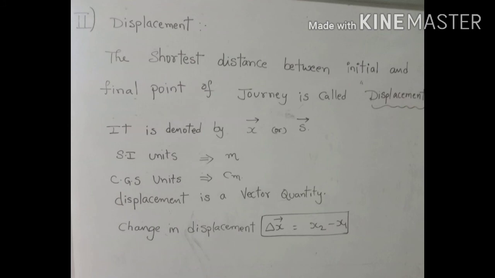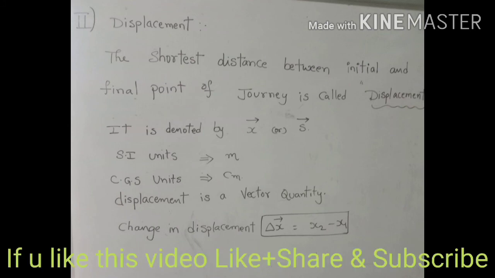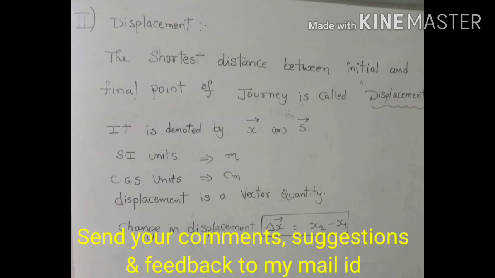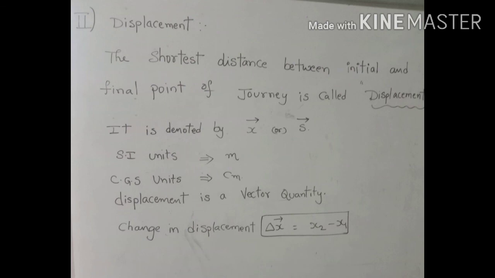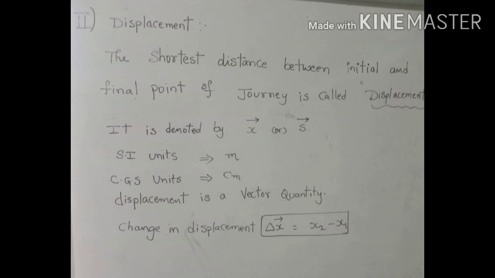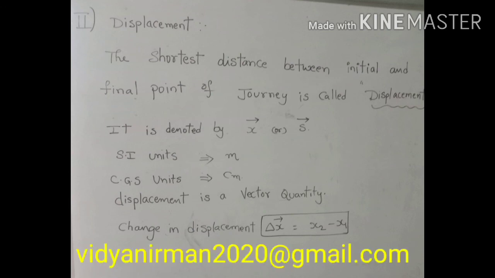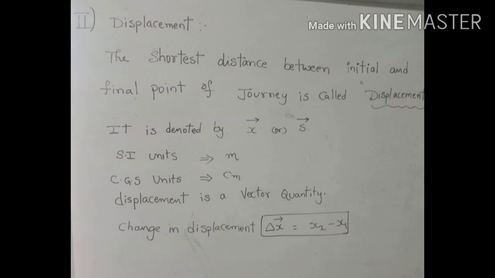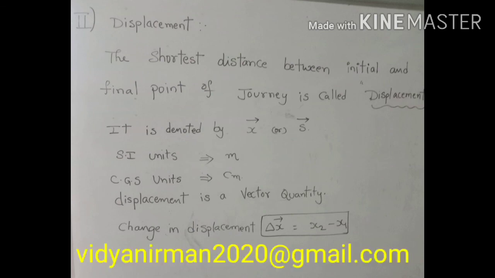Second, definition of displacement. The shortest distance between the initial point and final point of the journey is called displacement. I am repeating, the shortest distance between the initial and final points of the journey of an object is called displacement. Displacement is denoted by letter x bar or s bar. SI units are meters and CGS units are centimeters. Displacement is a vector physical quantity. So the change in displacement, the formula is delta x bar equals x2 minus x1.